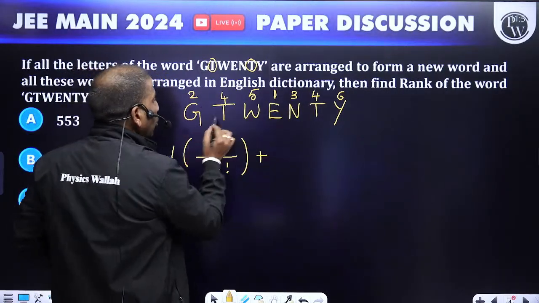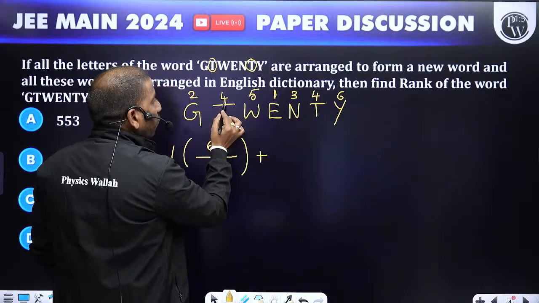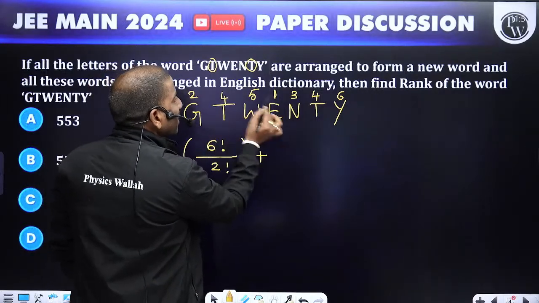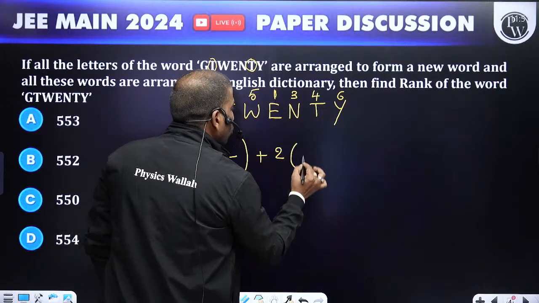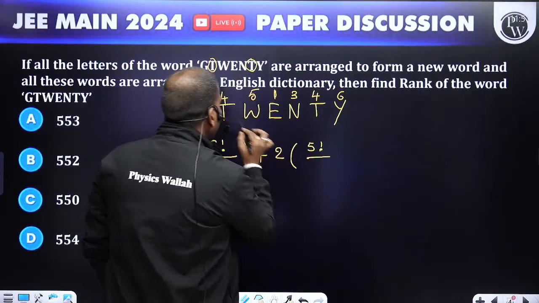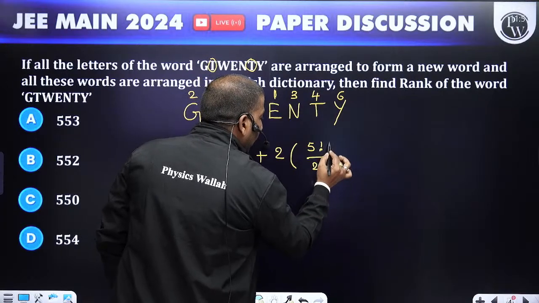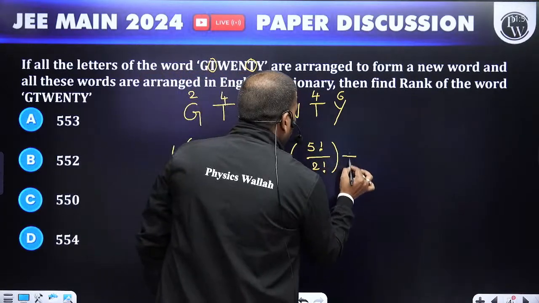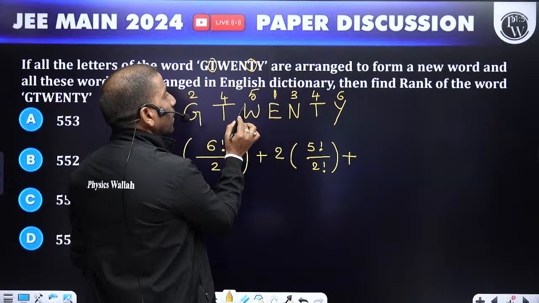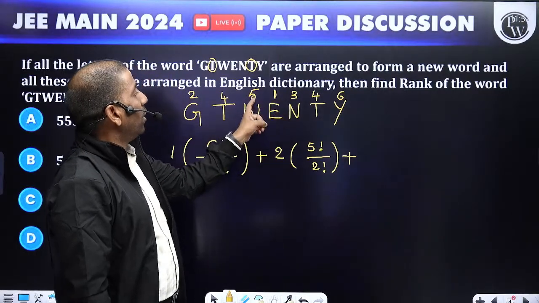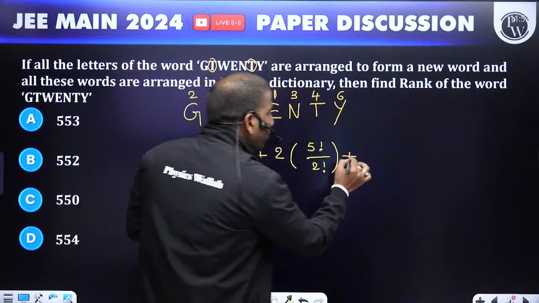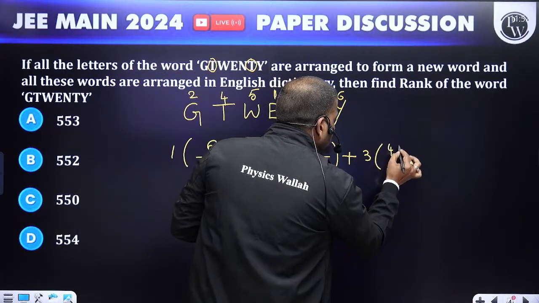So now coming to T, for T it's a 4. How many numbers less than 4 on its right side? Only 2. So 2 times. So now 5 factorial. So T twice, so 2 factorial. Same process. 5. How many numbers less than 5? 1, 2, 3. So 3 times, 4 factorial.